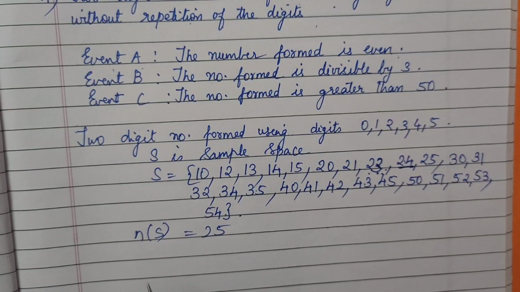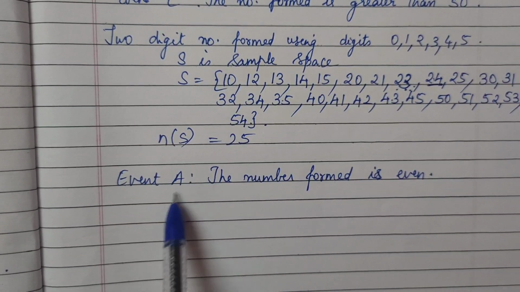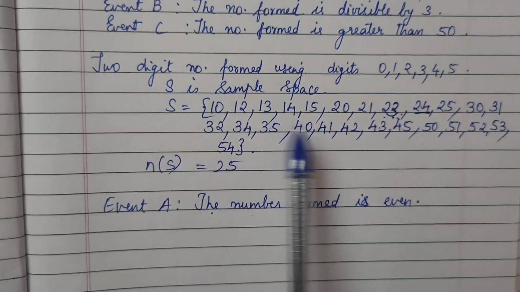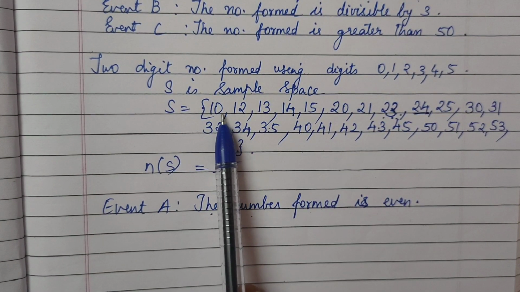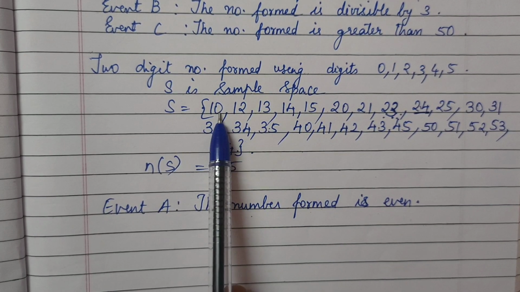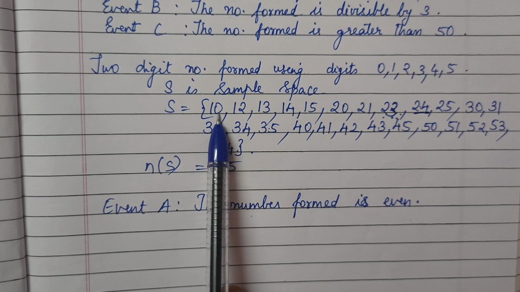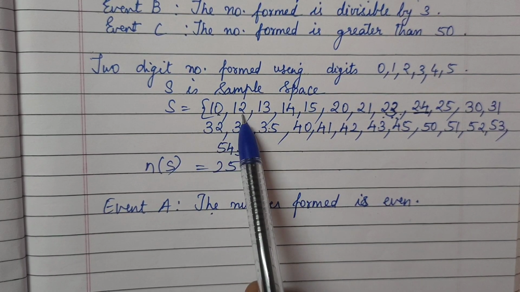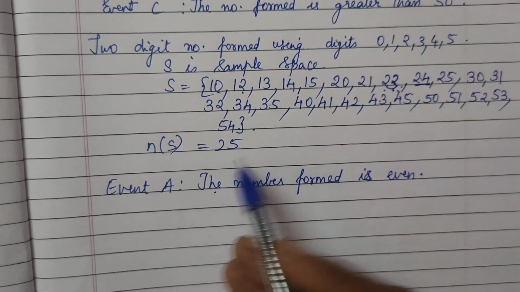So let's go for the first condition. Event A says the number formed is even. So check for an even number here. Which all in the units place, how we can say the number is an even? When in the units place we have 0, 2, 4, 6, 8. So we can say this 2, we have 4. So we will pick up and write it.